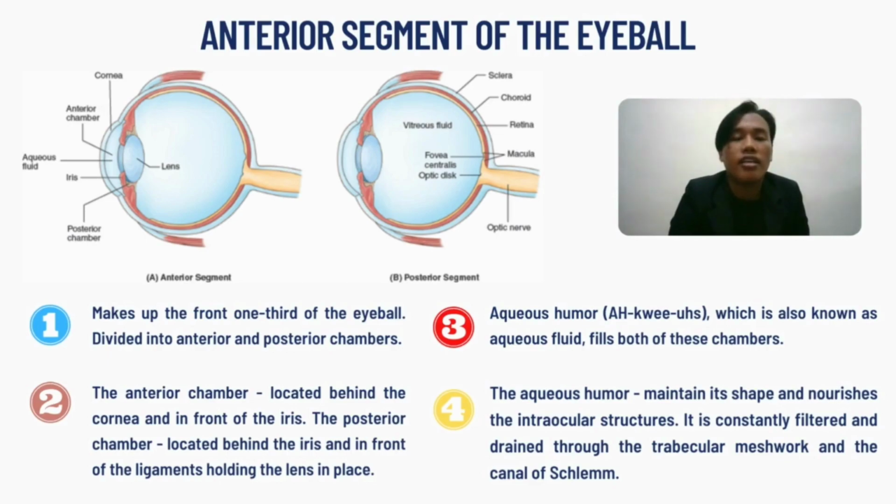This fluid is constantly filtered and drained through the trabecular meshwork and the canal of Schlemm. And the last one is intraocular pressure. It is a measurement of the fluid pressure inside the eye, and this pressure is regulated by the rate at which aqueous humor enters and leaves the eye.